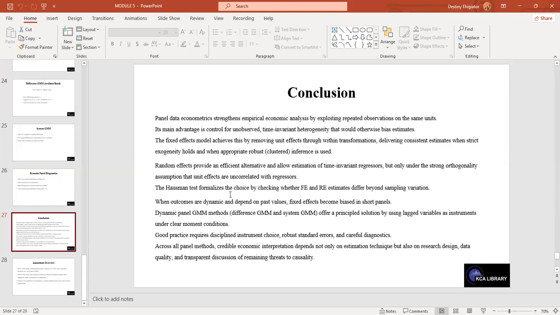Across all panels, credible economic interpretation depends not only on estimation techniques, but also on research design, data quality, and transparent discussion of many threats to causality.